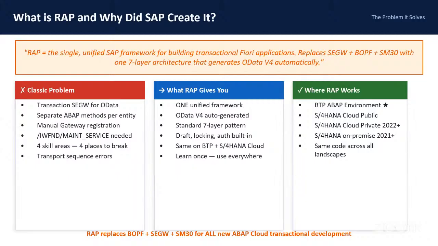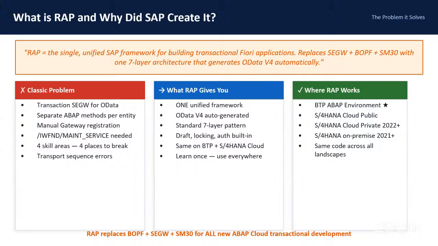Second is OData V4 services, which are generated automatically. No SCGW, no gateway configuration, no /IWFND/MAINT_SERVICE transaction. We don't need all this to create an OData V4 service. When we publish the service binding in ADT, the OData endpoint is live, which we are going to see live in today's class.